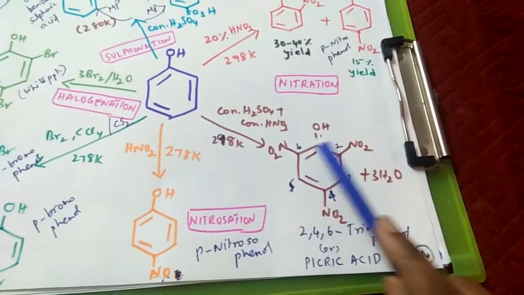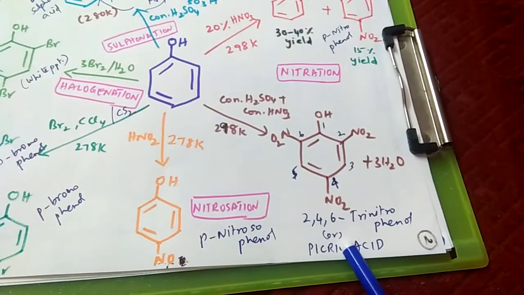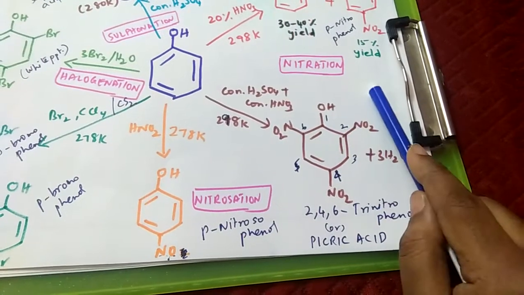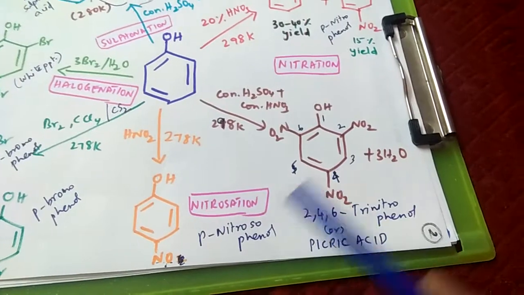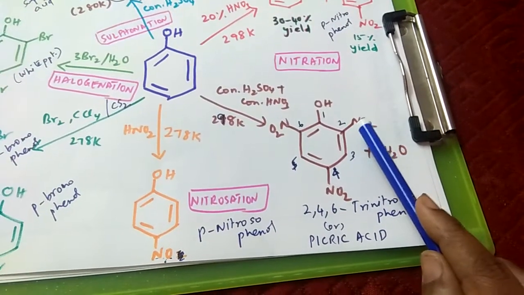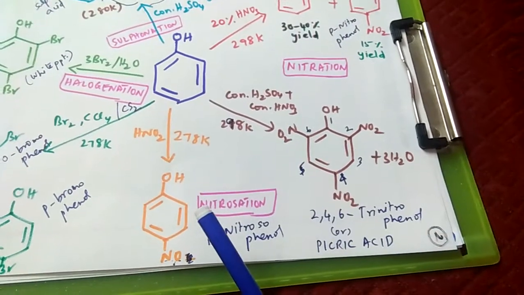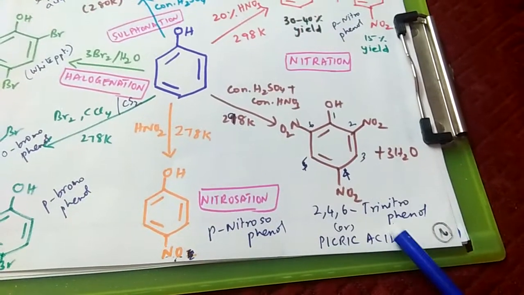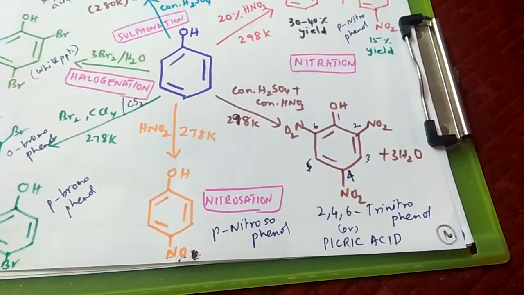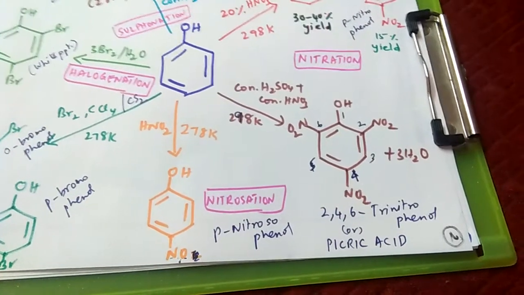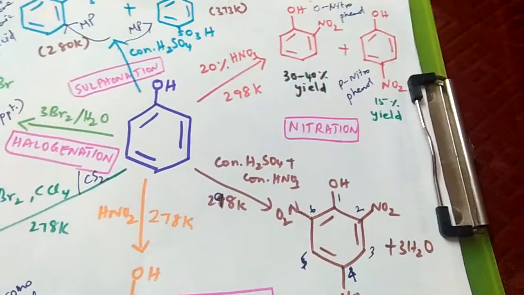You get 2,4,6-trinitrophenol, which is very acidic in nature because the H plus is easily removed in the presence of the nitro groups. So 2,4,6-trinitrophenol is more acidic than phenol itself. It is termed picric acid. It is used as an explosive, and in the manufacture of dyes, medicines, etc. So we discussed two types of nitration.